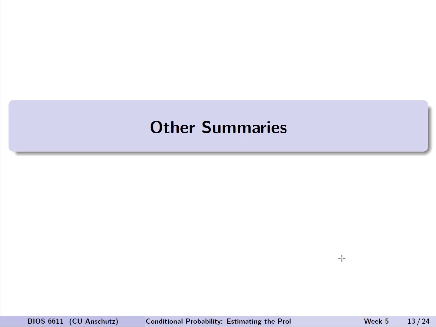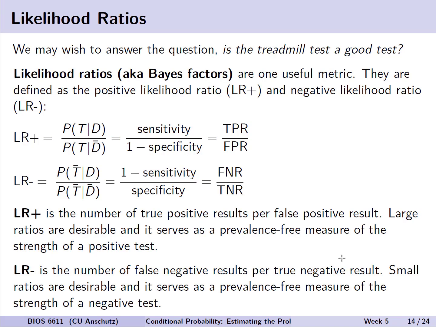So these represent some of the basic summaries, but there are additional summaries that may be useful in different contexts or to help compare different tests. One such measure is what we call a likelihood ratio. So we may wish to answer just the general question, is the treadmill test even a good test? I have the sensitivity and specificity, I have the positive and negative predictive values. There's a lot to consider in the context, but maybe I can use some other information to help provide another way of looking at it.